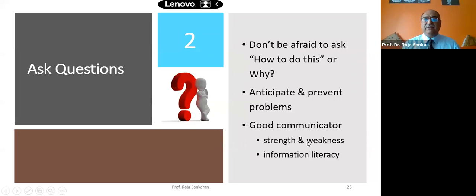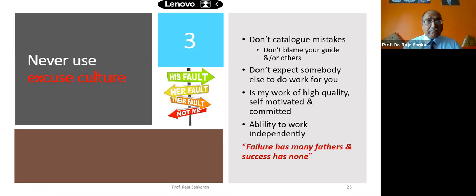So be a good communicator, identify your own strengths and weaknesses. It's not just trying to collate information, but you need to have the literacy with respect to the information. You should be intelligent enough to understand what I need, what I don't need, and how do I not use those which are not relevant for my studies and prevent making use of them.